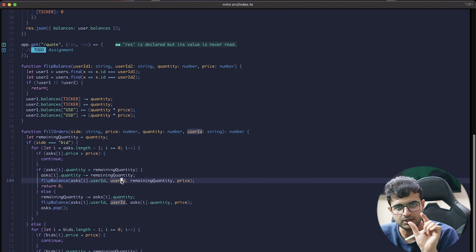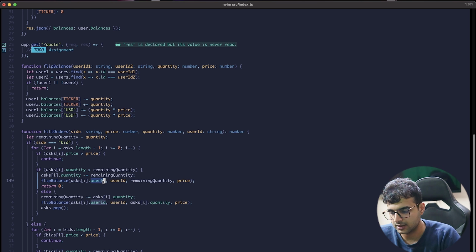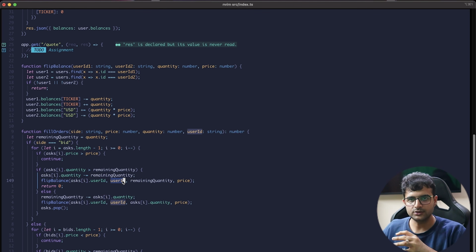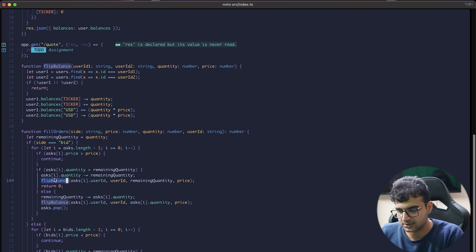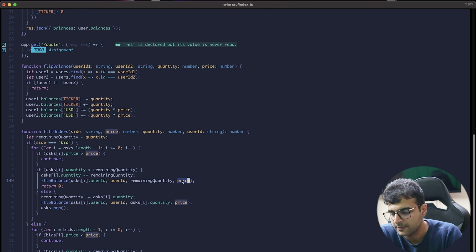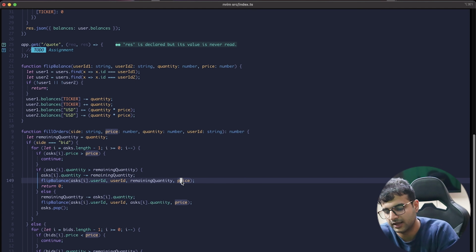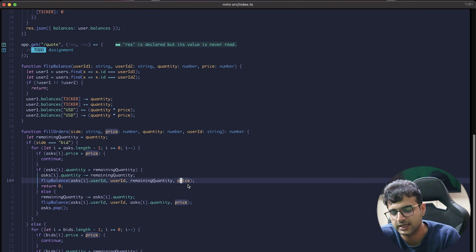This is the important thing. We actually flip the balance between the user ID on that specific ask and the user ID that's trying to place the order. The asset goes from one side to the other side. The USD goes from one side to the other side. And that's sort of what the flip balance function does. As you can see, this most probably should be asks of i dot price and not price. I think there's a bug here, but it's fine. Try to think, should this be price or asks of i dot price? I think it should be asks of i dot price. Either way, our tests are not enough to test this, but when I was thinking through it just now, I realized this should probably be asks of i dot price.